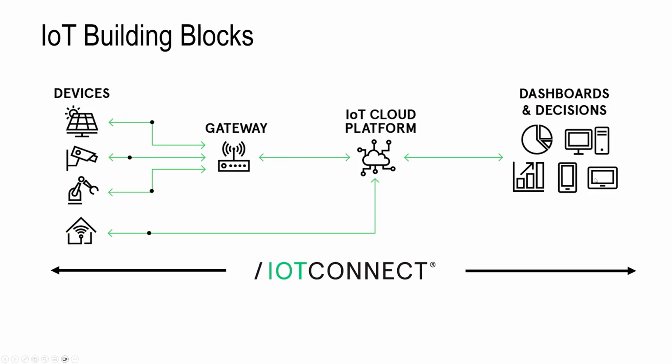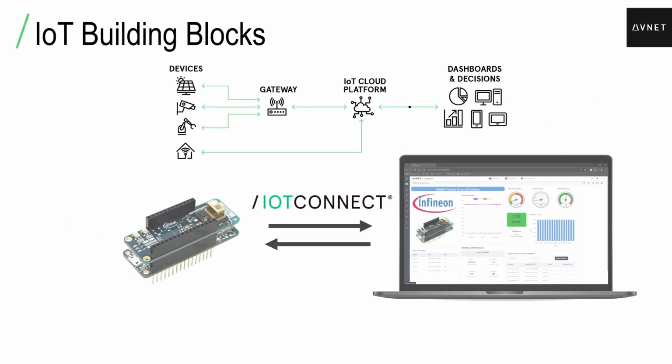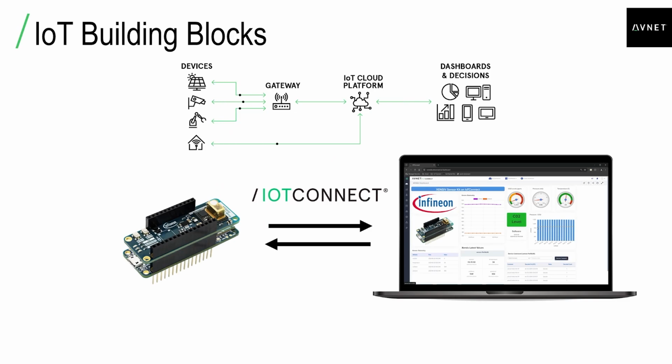And so going back to my slide from before, you'll see that IoT Connect truly supports the entire development journey. You can go from devices all the way through dashboards and decisions. And what this looks like in a practical manner is that you could take something like a development board and, using our quick start enablement, be able to immediately set up a dashboard with information like CO2 levels or temperature.